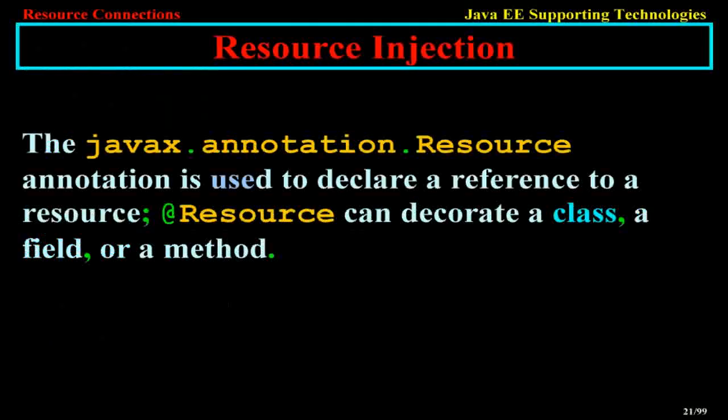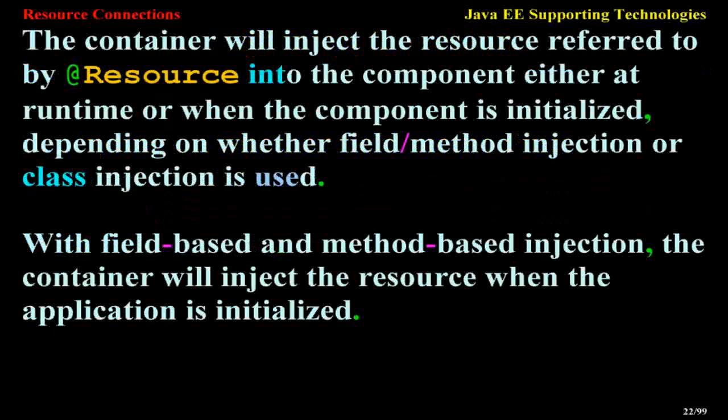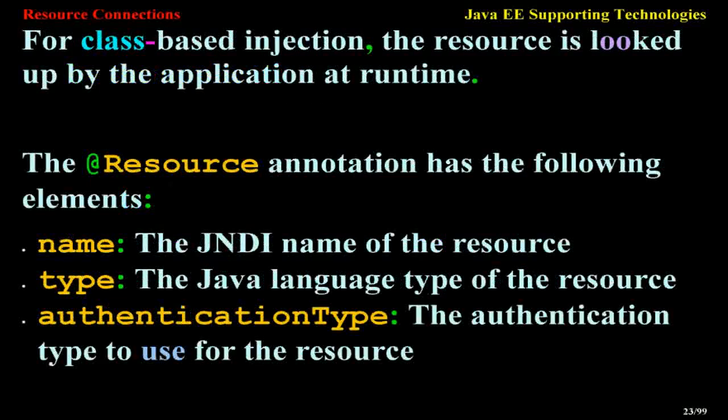Resource injection. The javax.annotation.Resource annotation is used to declare a reference to a resource. @Resource can decorate a class, a field, or a method. The container will inject the resource referred to by @Resource into the component either at runtime or when the component is initialized, depending on whether field, method, or class injection is used. With field-based and method-based injection, the container will inject the resource when the application is initialized. For class-based injection, the resource is looked up by the application at runtime.